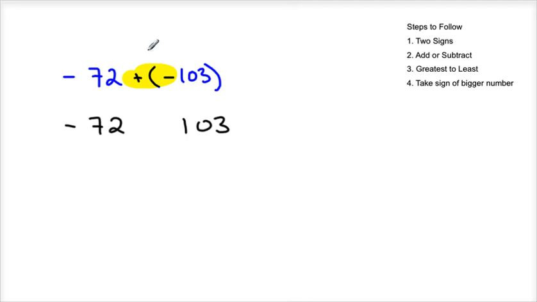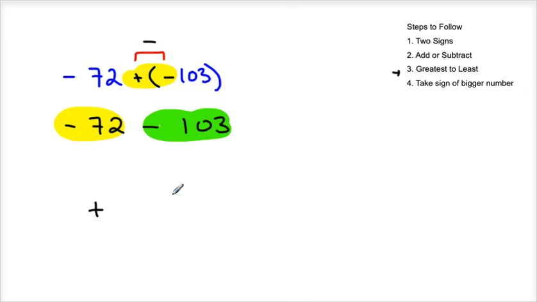Remember, when you have these two signs here, it's like you want to multiply this. So if you multiply a positive times a negative, what do you get? Well, you get a negative. So this is going to be negative 72 minus 103. Okay? Second step, do I add or subtract? Well, this is negative 72. This is negative 103. Do they have the same sign or opposite signs? In this case, they have the same signs.